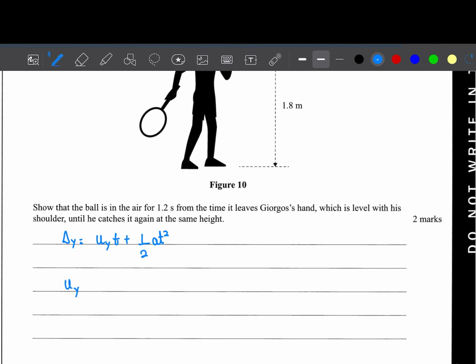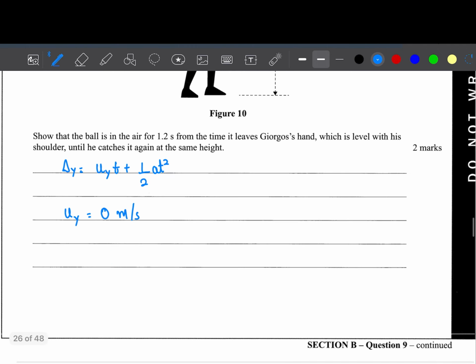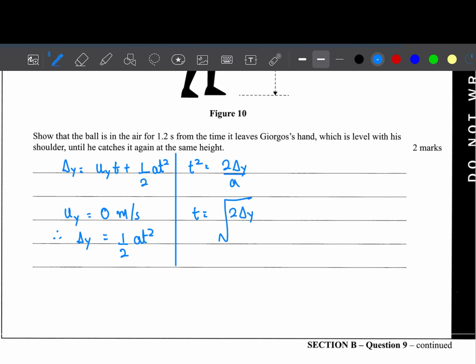Now there's no initial vertical velocity, so we can say u_y equals 0 meters per second. Therefore, Δy is going to be half a t squared, and we can say that t squared is therefore going to be 2Δy on a. So t is going to be the square root of 2Δy on a. And now what do we do about Δy?